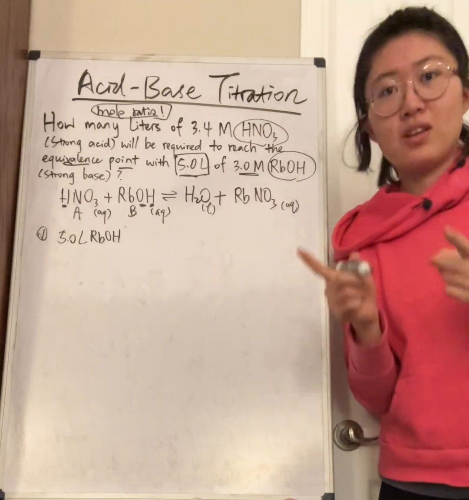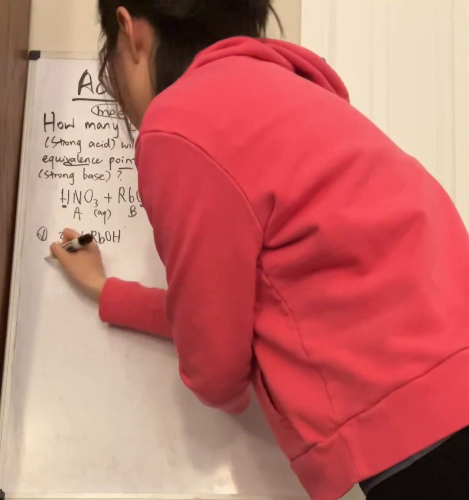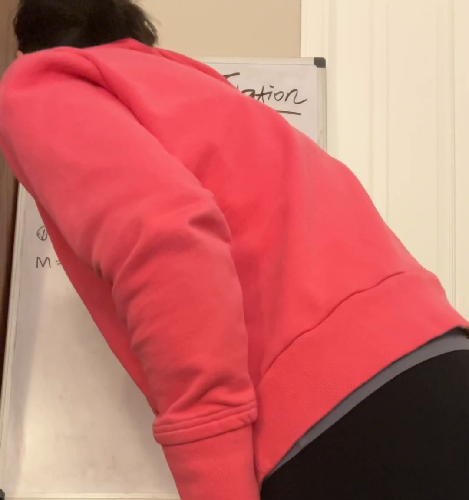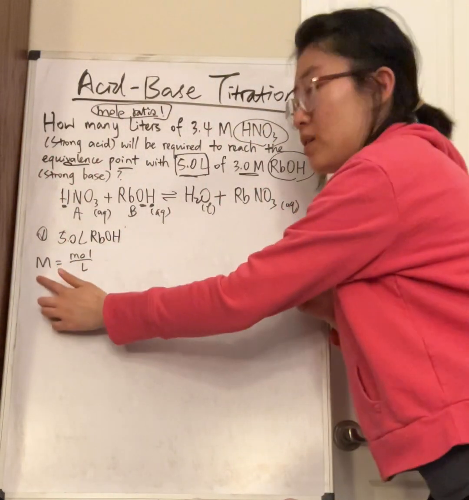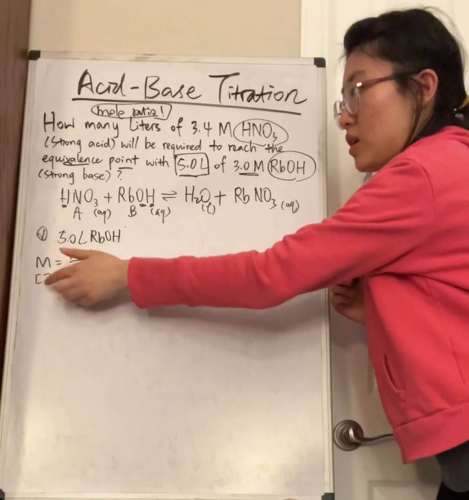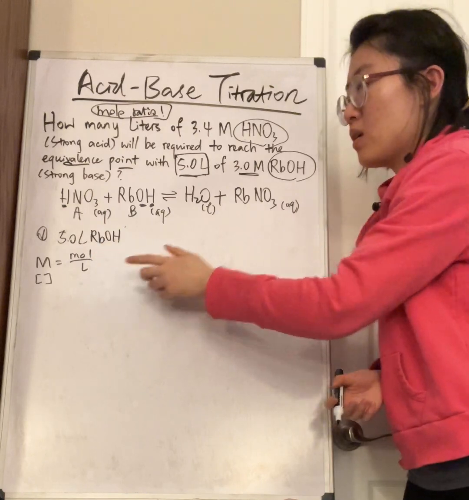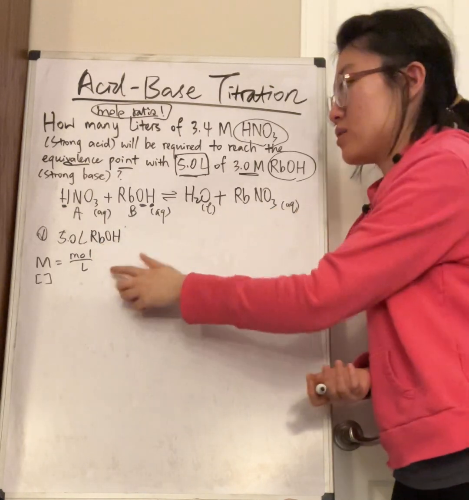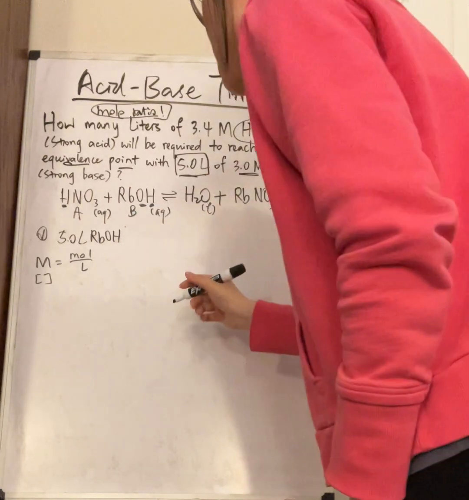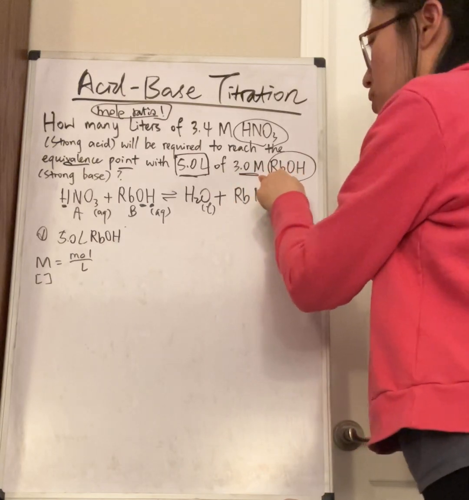But remember the formula: M is equal to moles over liters. Molarity, or you can also say concentration, they are the same thing. It's always equal to the amount of moles present divided by the volume, and the volume unit is liters here. So we have the 5.0 liters right here, and we have 3.0 moles.